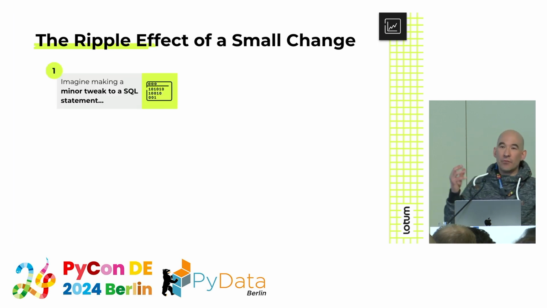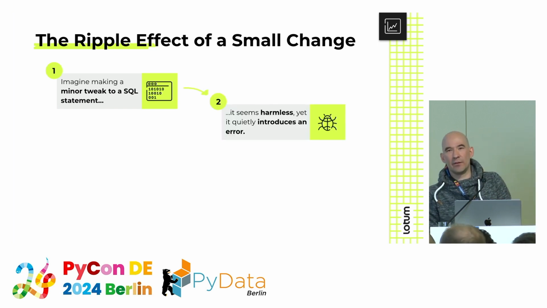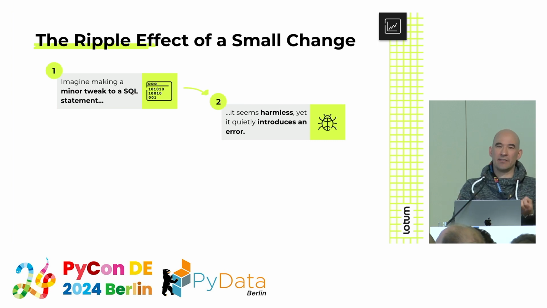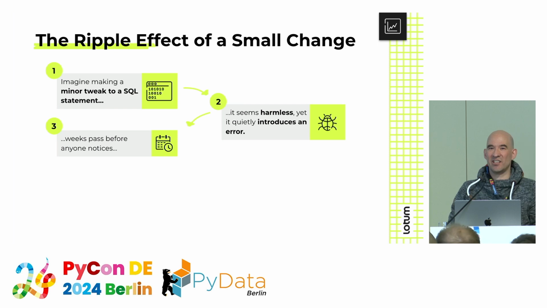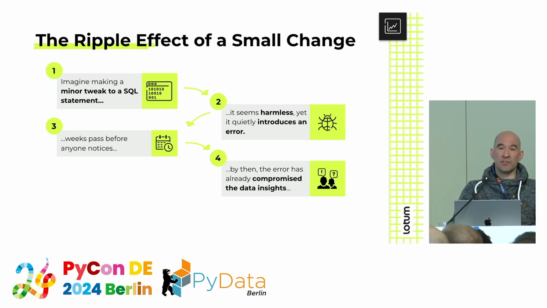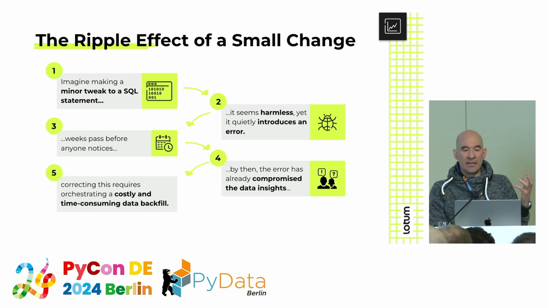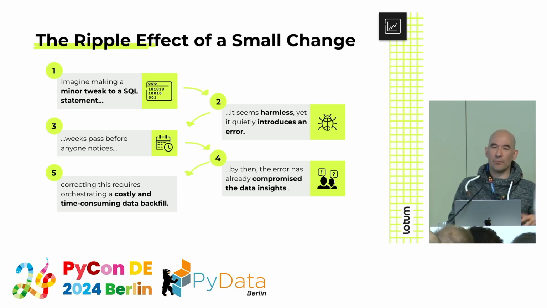Basically, the case is, if we make a change, even a small, tiny one that may seem harmless, it can introduce a tiny error. And this tiny error can stay undetected. And maybe weeks later, somebody notices, hey, this data is actually not correct. But by then, the data has already compromised our insights, maybe even led to wrong business decisions. And we may need to orchestrate a very expensive, time-consuming, and high-effort data backfill to repair this. So this is definitely something where we don't want to end up.